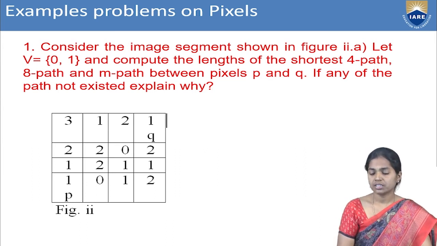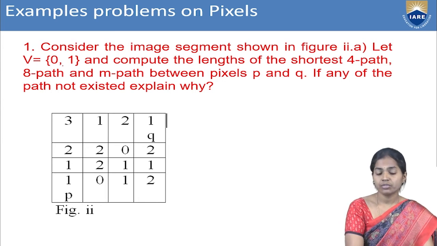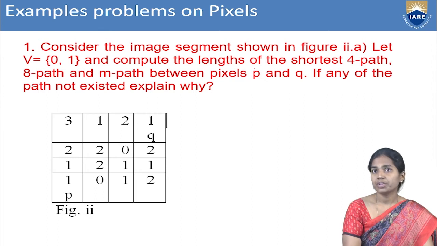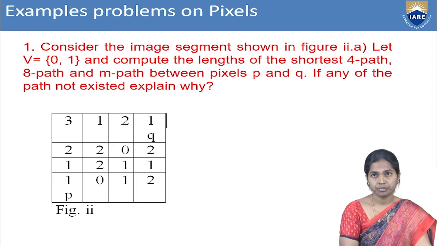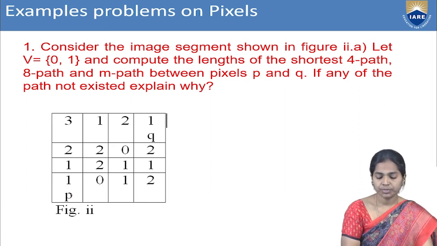So in this question, let V equal {0, 1} and compute the lengths of the shortest 4-path, 8-path and m-path between pixels p and q. Which path exists, and which path does not exist? Explain clearly. In this image, V equals {0, 1}, so which pixel values are 0 or 1? We can choose only those pixels from P to Q.